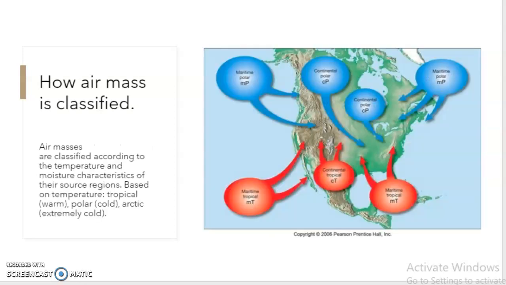Air masses are classified according to the temperature and moisture characteristics of their source regions. Based on temperature, tropical is warm, polar is cold, and Arctic is extremely cold. So where you're based out of is how your air mass will be classified.